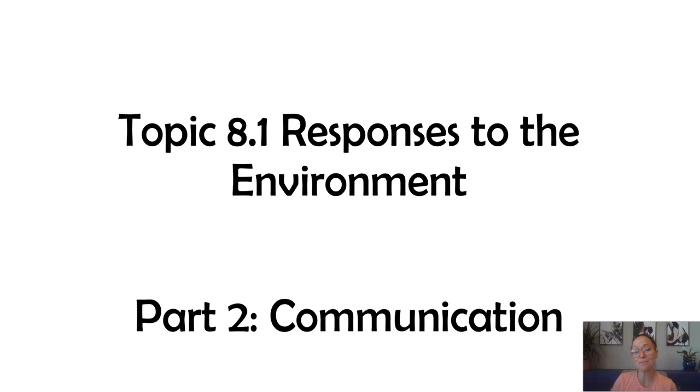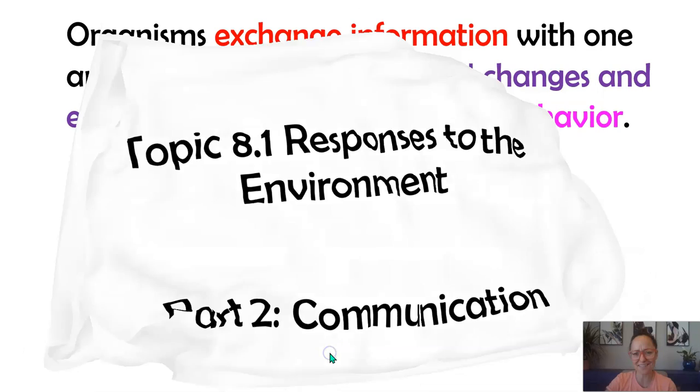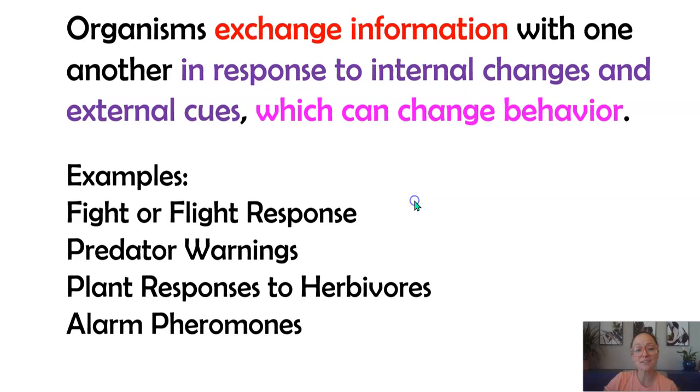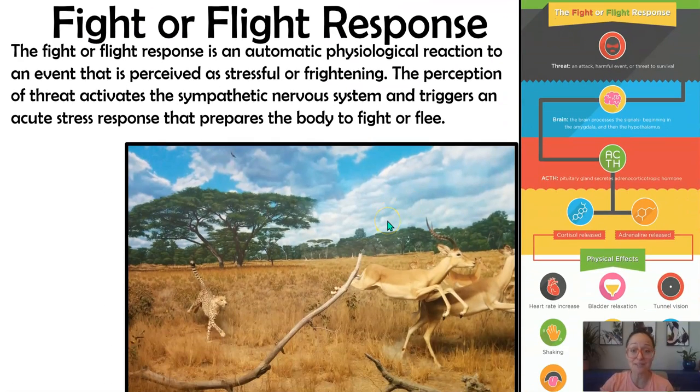Okay, so this is video number 2, or part 2, of AP Bio's topic 8.1, responses to the environment. It's going to be a little different, I think, how this flows. First, we're going to look at some examples of how organisms can exchange information with one another in response to internal changes and external cues, which can then change behavior. So let's go ahead and look at the fight or flight response first.